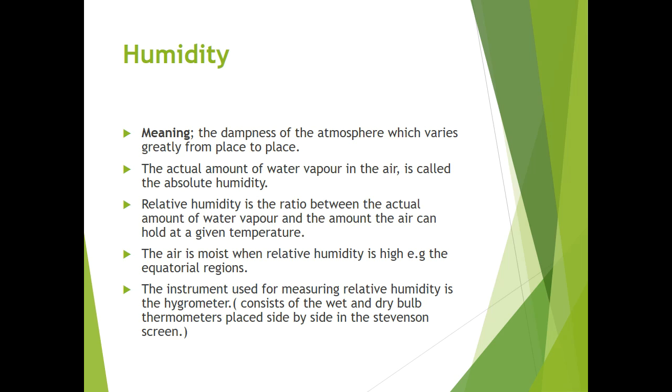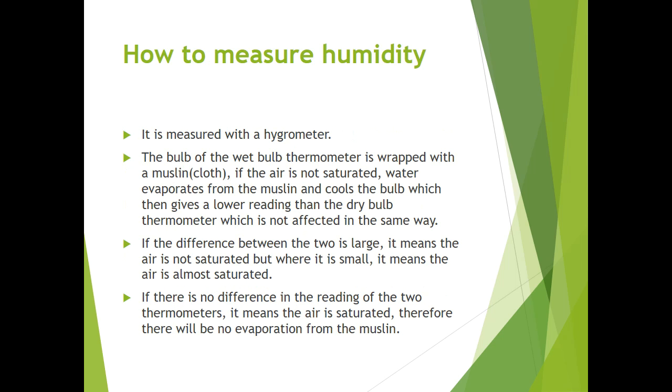The instrument used for measuring relative humidity is the hygrometer, and the hygrometer is made up of the wet and the dry bulb thermometers, which are placed side by side in the Stevenson screen. We shall see how humidity can be measured.